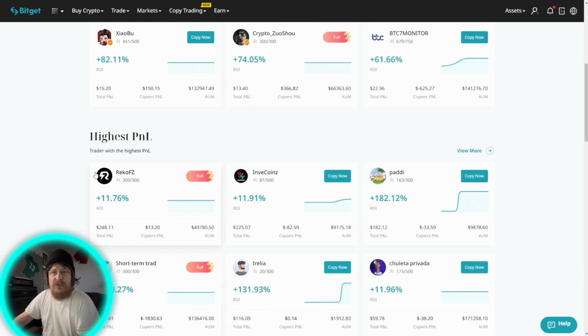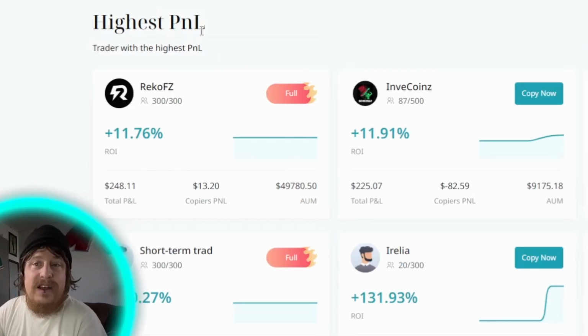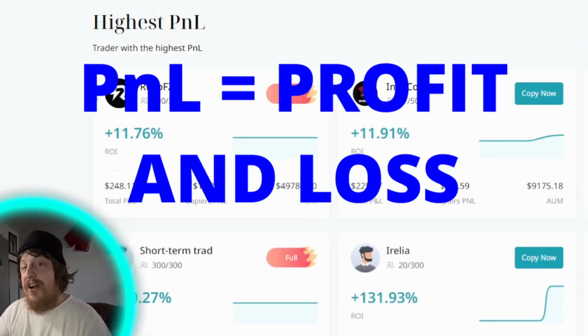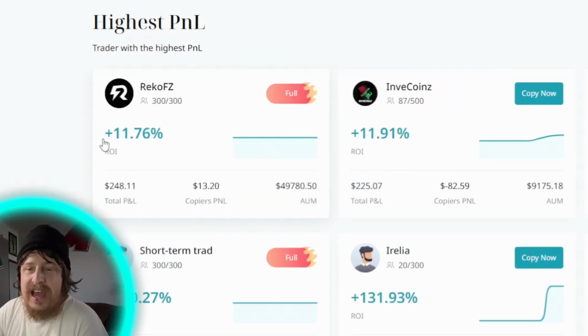They do it based on that own trader's personal, in this case, P&L, or return on investment. For example, if you scroll down here, it says highest P&L, which is just the total of the highest profit and loss, and this guy right here has plus 11.76%. He's made $248. The guy next to him, just under 12%, made $225. But again, look at the copier's P&L. This one's $13.20. This person's minus $82.59.